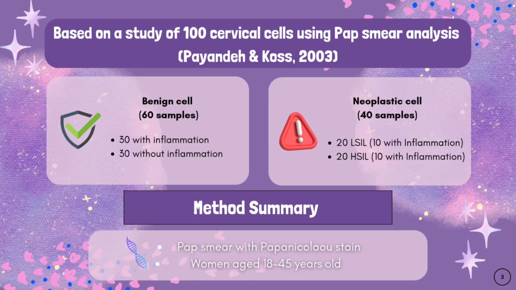This study was conducted using 100 cervical cell samples analyzed through Pap smear with Papanicolaou stain. The samples were taken from women aged 18 to 45 years old. The samples were divided into two main groups, which are benign cells and neoplastic cells. The benign group has 60 samples, divided into 30 with inflammation and 30 without inflammation. The neoplastic group has 40 samples, which were further classified as 20 low-grade and 20 high-grade, with half of each also having inflammation.